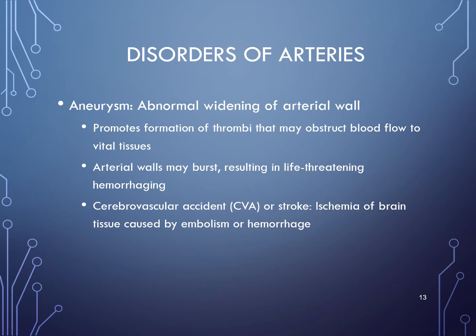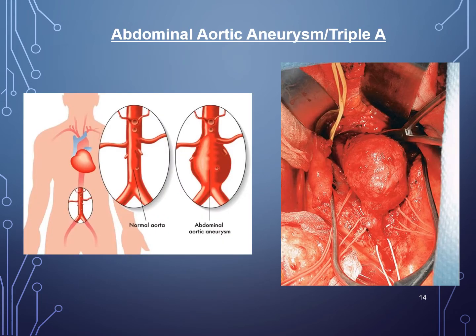Some other disorders of arteries are aneurysms. An aneurysm is an abnormal widening of an arterial wall, and when that happens, it causes a weakening in the wall and increases the chance of rupture. A cerebral vascular accident or a stroke is something else that can occur caused by a thrombus or an embolism, and then that can lead to ischemia and then death.